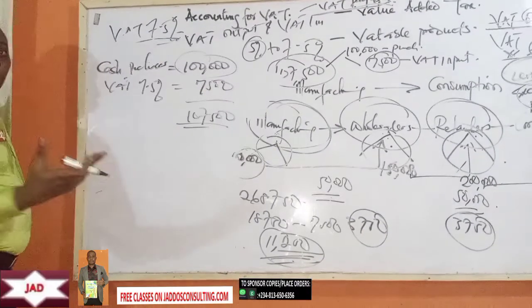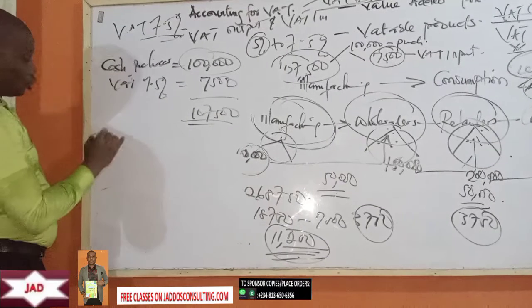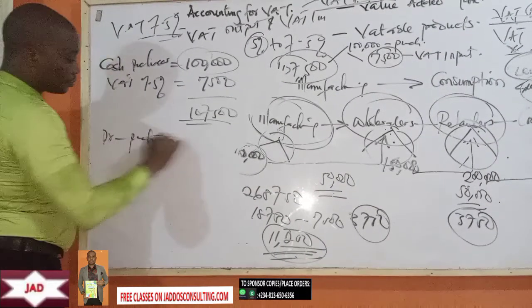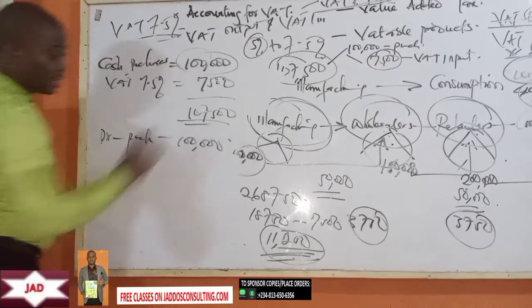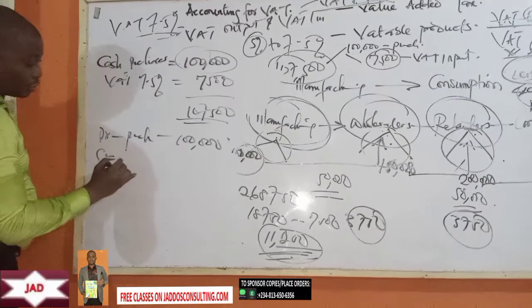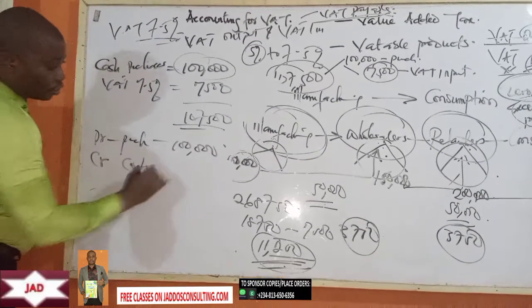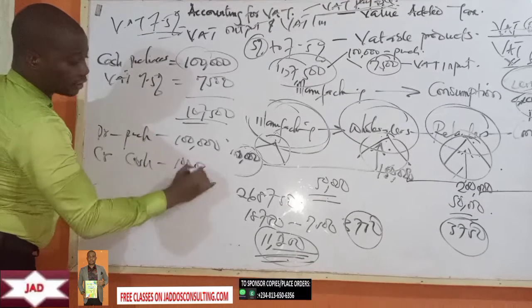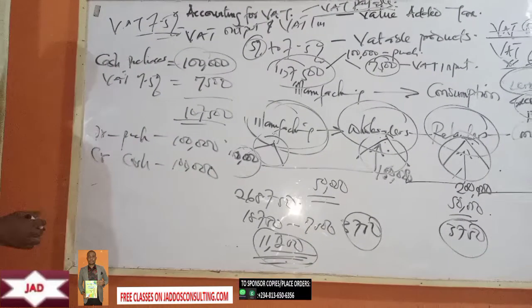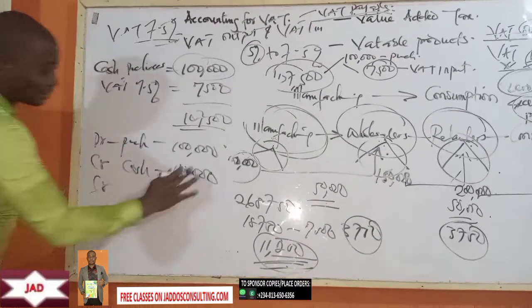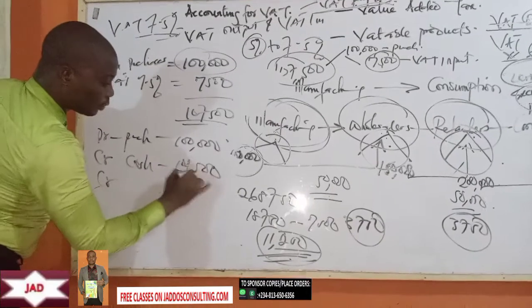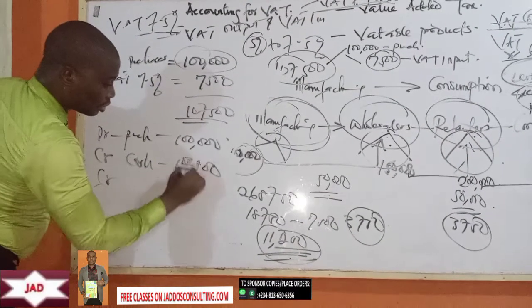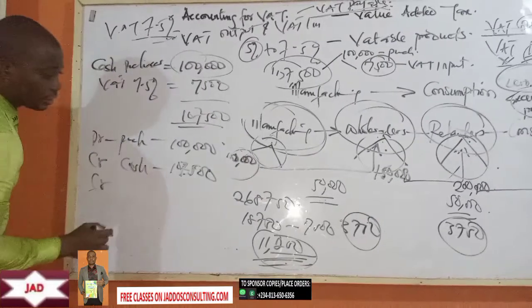So what do you do? What will be your double entry principle? You're going to, of course, debit your purchases with 100,000 naira. Then credit your cash. In fact, credit your cash with 107,500, because you're paying everything together. Do you understand?